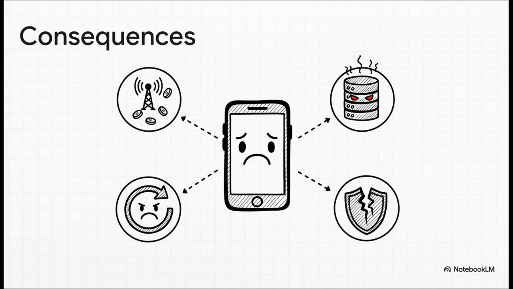And the fallout from this little mistake is not pretty. You're literally burning through your user's mobile data, you're hammering your own servers with pointless requests, and you're creating this janky, clunky user experience where the screen flashes and reloads. Honestly, it completely defeats the whole purpose of using a ViewModel in the first place.